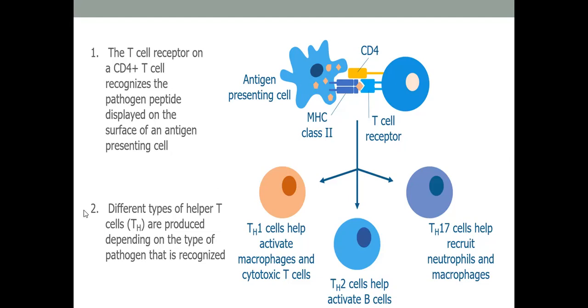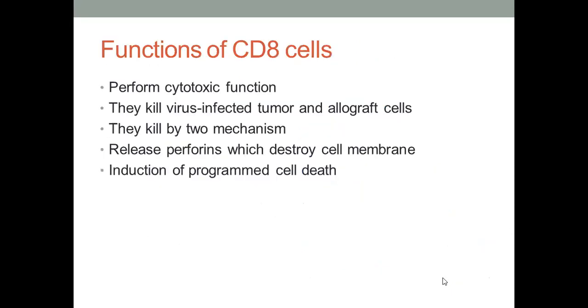Different types of helper T cells are produced depending on the type of pathogen that is recognized. First, they recognize via CD4 the MHC class 2, which is present on antigen presenting cells. They recognize each other and then they activate the helper cells. Helper cell 1 activates macrophages and cytotoxic cells. Helper cell 2 helps activate B cells, and helper cell 17 helps recruit neutrophils and macrophages.